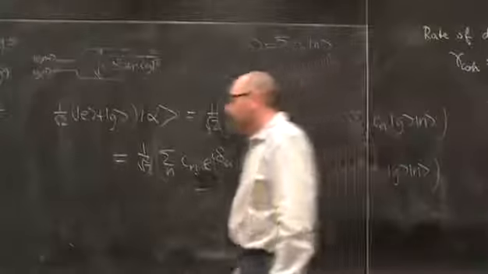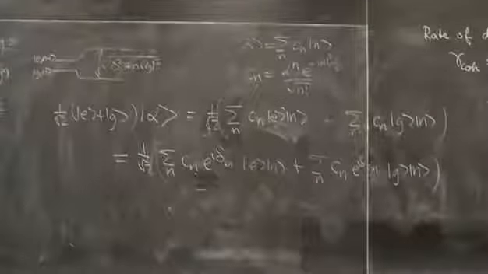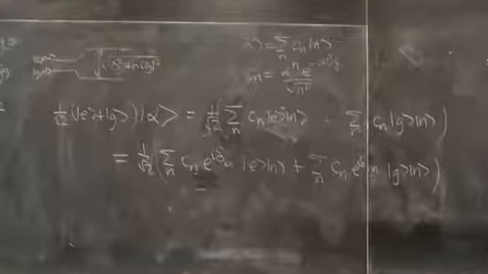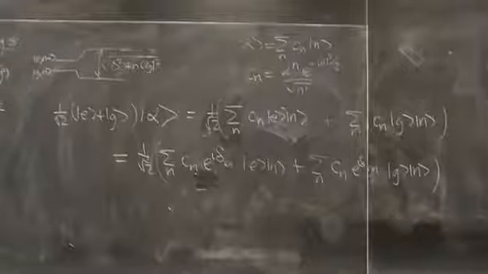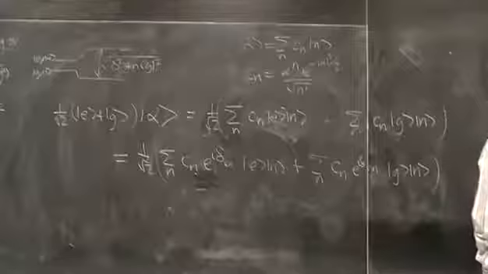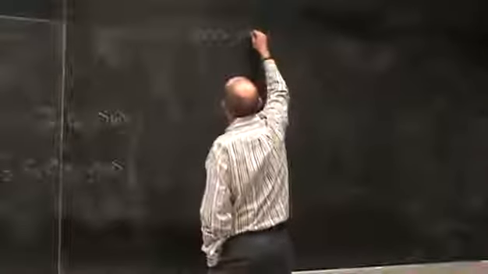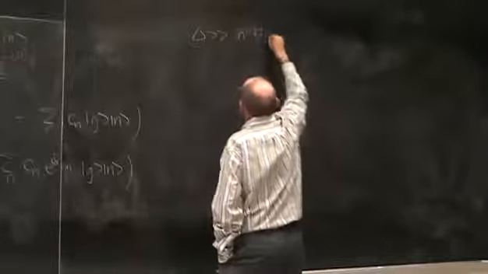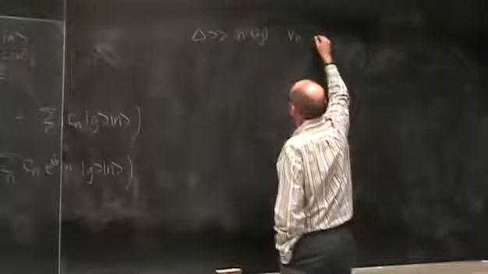All right? So what is that phase? Well, let's assume the detuning is very big compared to n, or square root of n times 2g, for all n of interest.